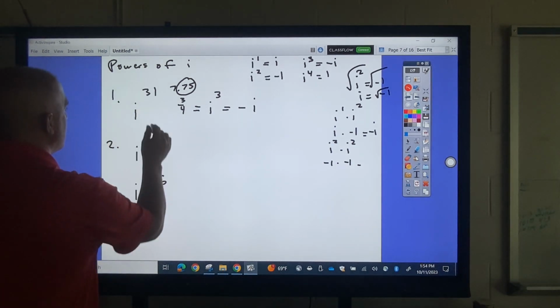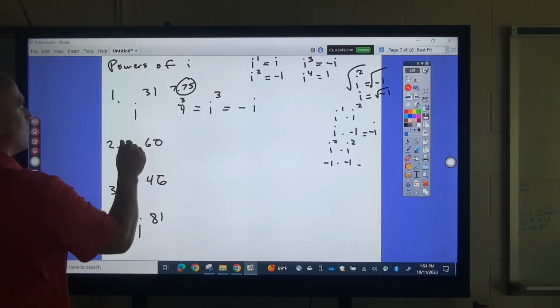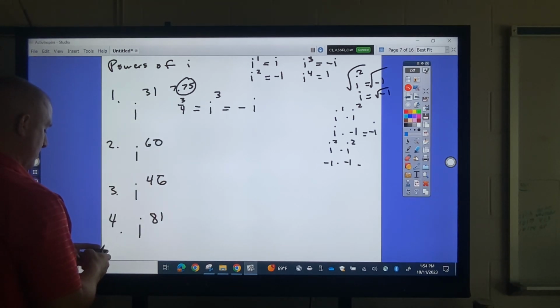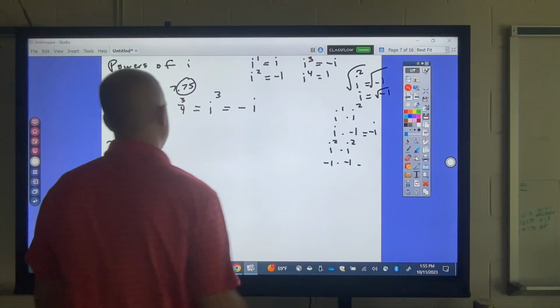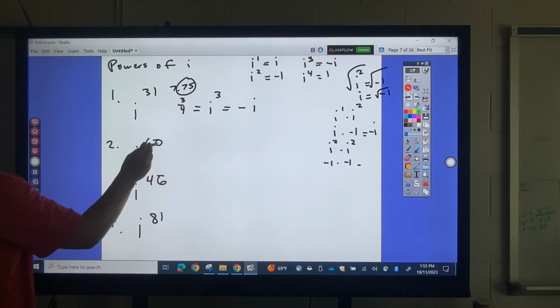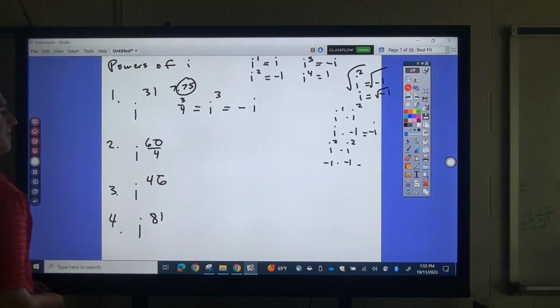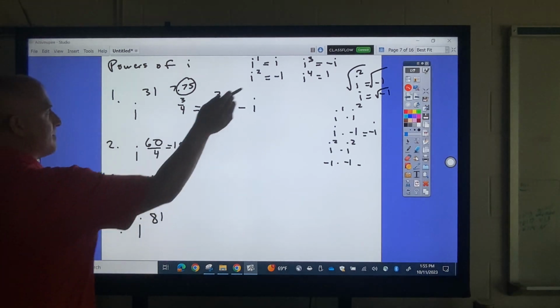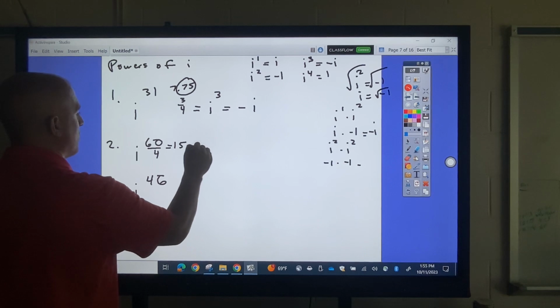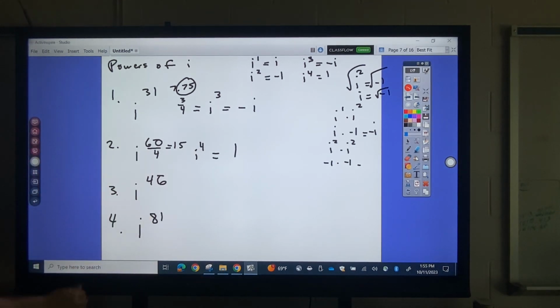The other thing you can do is look at, all right, what's the next one after 32? 31 is 32. If I divide 32 by 4, I get a whole number. That means it's one less than this. Probably easier. So what I'm going to do is 60 divided by 4, which means that's 15. There's no decimal. That means it's got to be the i to the fourth thing, which would just be 1.